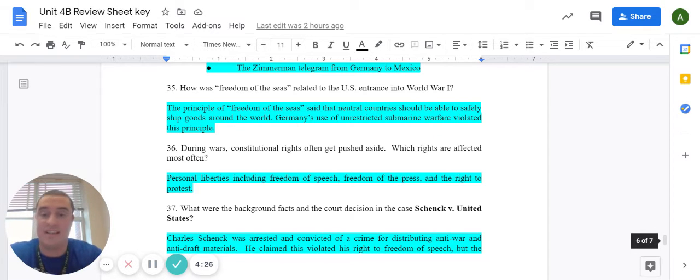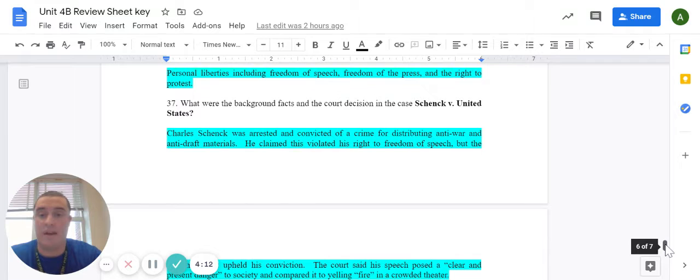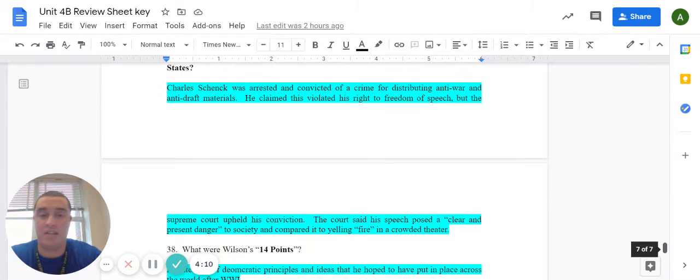36. During wars, constitutional rights often get pushed aside. Which rights are affected most often? So basically, personal liberties, including freedom of speech, freedom of the press, and the right to protest, are often limited during wartime.